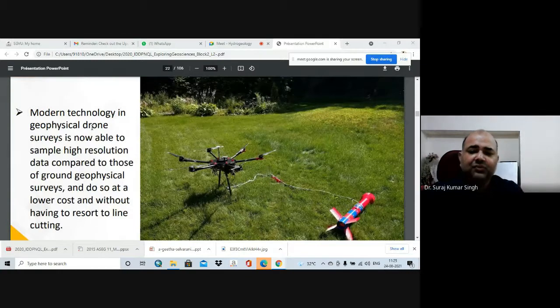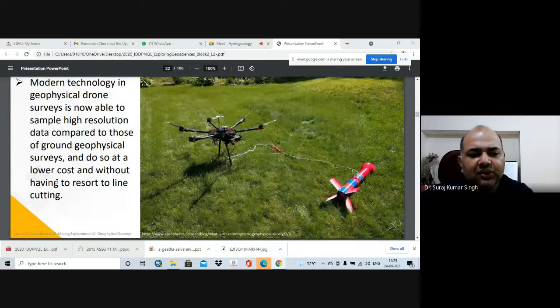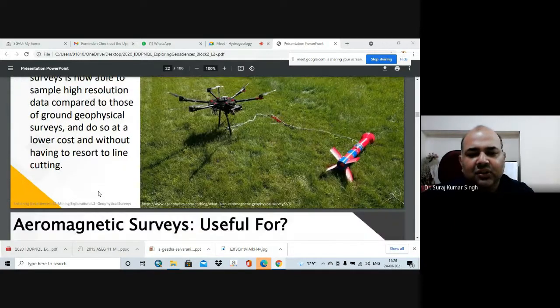So nowadays you'll see that drones are used not only for agriculture mapping or for crop acreage estimation or crop damage assessment. They are also used for forest damage, for groundwater exploration, because of their high resolution data when you compare it with ground physical data. And it also has a lower cost and without any resort to line cutting, so you can have an exact identification of those areas.